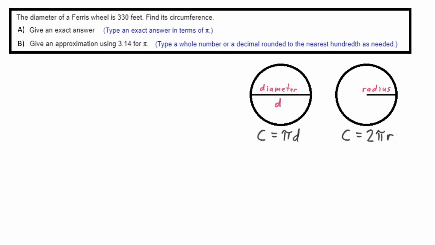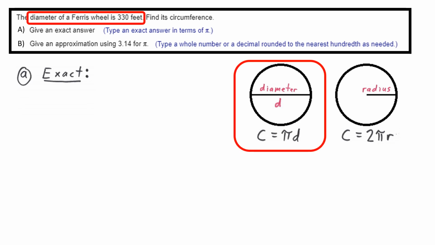Or there's a special formula that involves the radius. Circumference equals 2 times pi times r, the radius. You actually can use either one depending on the situation. Just be careful that you know which one you've got. Now we're ready to start part A, which says give an exact answer. Since the question's given us the diameter, we'll use this formula.